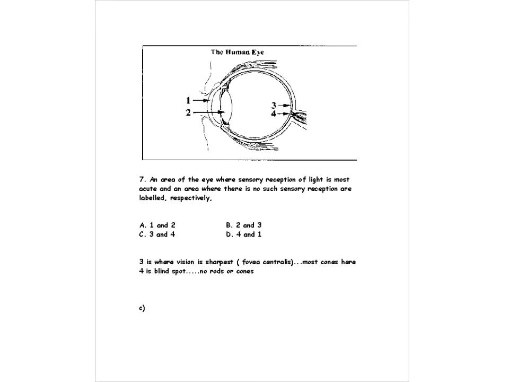Alrighty, so going on to the next part, it says the area of the eye where sensory reception of light is most acute and an area where there's no sensory reception are labeled respectively. Okay, well this section right here is going to be the blind spot, number 4, and the blind spot is right where the nerves go out of the eye, and number 3 is going to be the fovea centralis, and that's the area where we have sharpest vision. So they're actually fairly close to one another, but just remember the blind spot is the part that's right near the nerves. And remember that the reason why the fovea centralis gives us the sharpest vision is because we have lots of cones there.